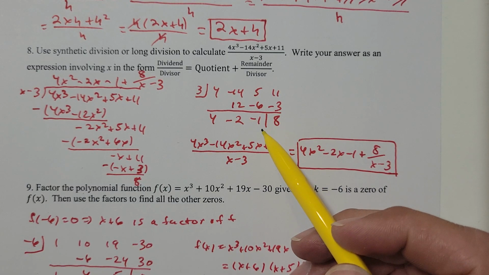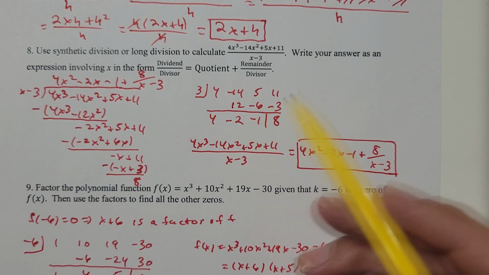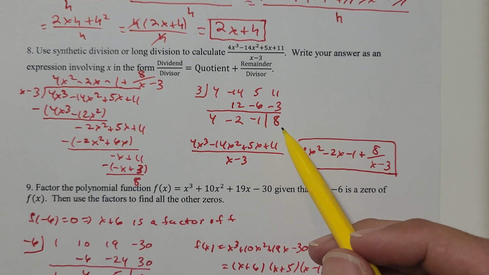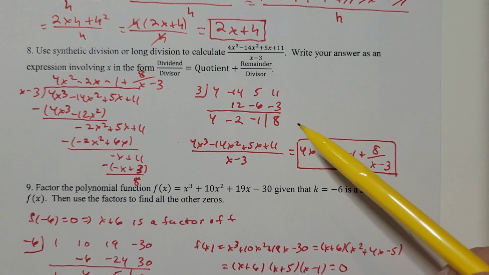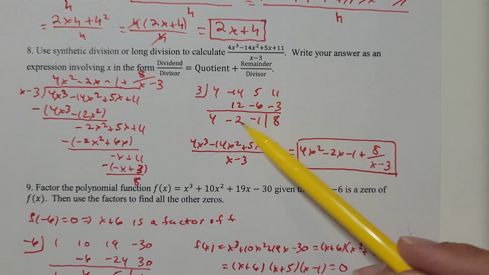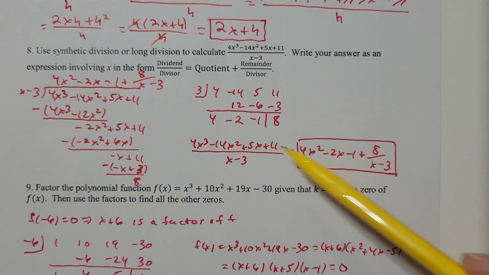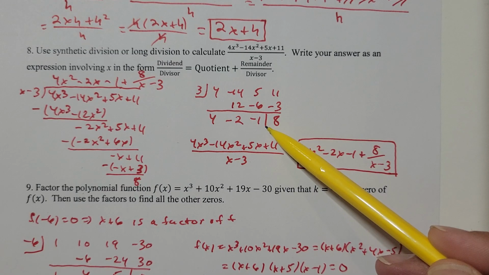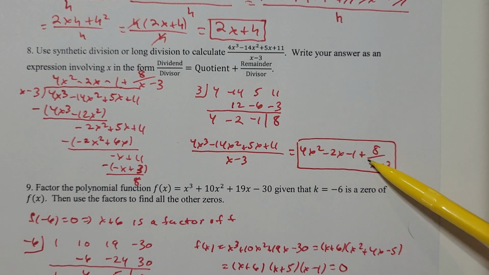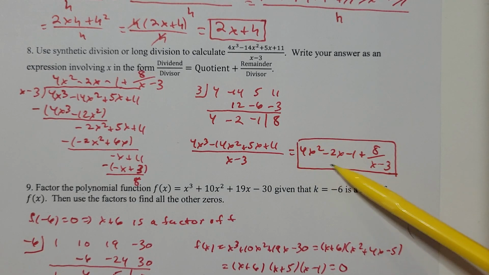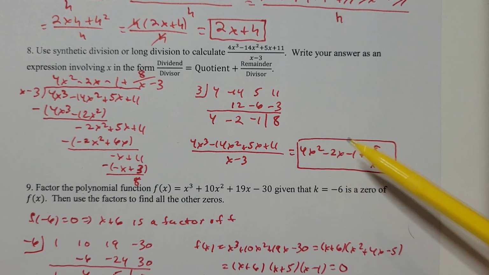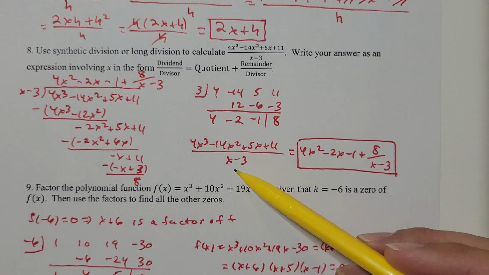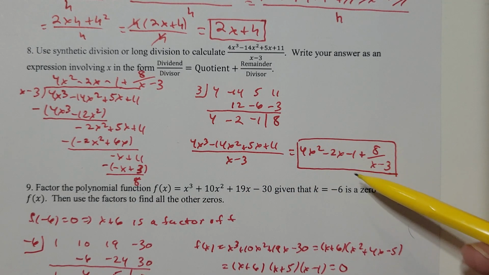Now, you might see a line by the last number. You can have that or not, it doesn't matter. Okay, the last number is going to be my remainder. So, as an expression involving x, when we divide this, we get 4x squared minus 2x minus 1 plus, now 8 is the remainder. The complete leftover information would be a fraction that I'm going to add to the quotient. This is the quotient, 4x squared minus 2x minus 1. The complete leftover information would be 8 divided by x minus 3. Okay, so that'd be the answer.